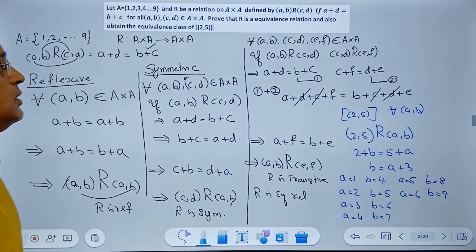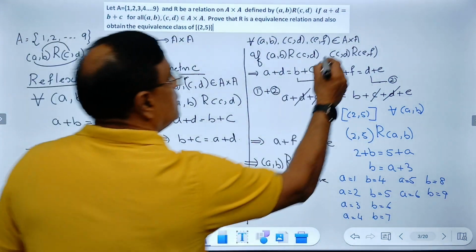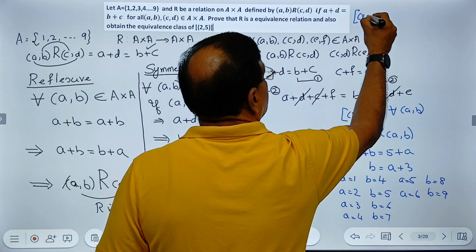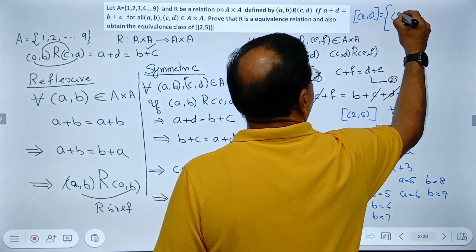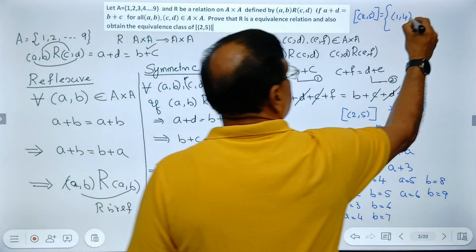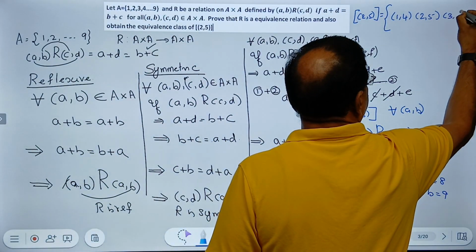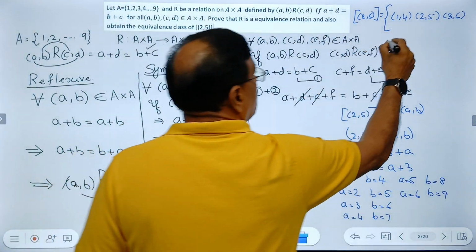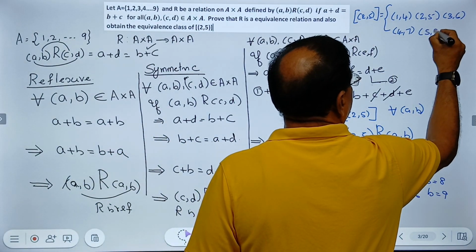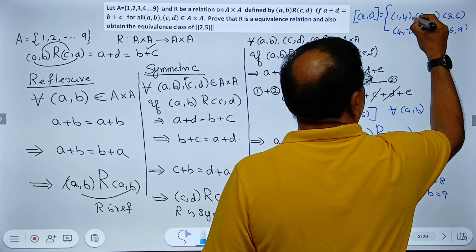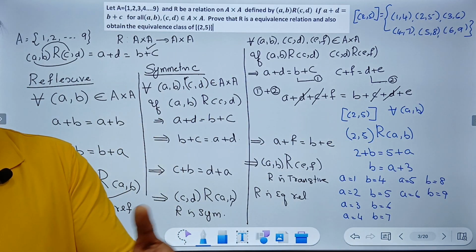10 is outside this. So what? How do I write the answer? Therefore, I don't have a place. So I will write the equivalence class of (2, 5) is, and put it in brackets. What is that? (1, 4), and then (2, 5), then (3, 6). Separate them by commas. Okay, (3, 6), (4, 7), (5, 8), and (6, 9). So this is the equivalence class of (2, 5).